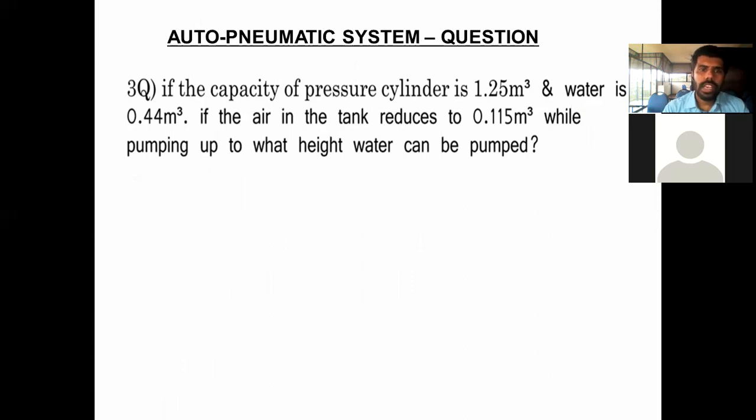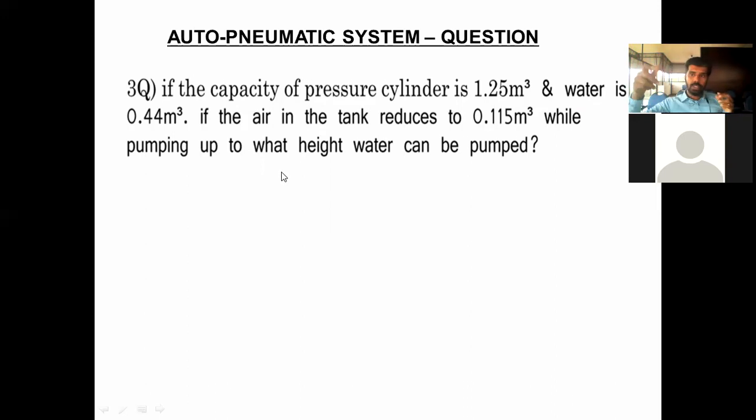Now it is given that the capacity of the pressure cylinder is 1.25 meter cube and the water is 0.44 meter cube. So you know that the total capacity of the pressure cylinder is given, and inside that cylinder there is water as well as air. The volume of water inside the pressure cylinder is given as 0.44 meter cube. Now, if the air in the tank reduces to 0.115 meter cube while pumping, okay.